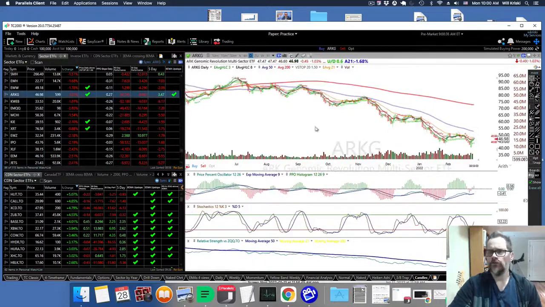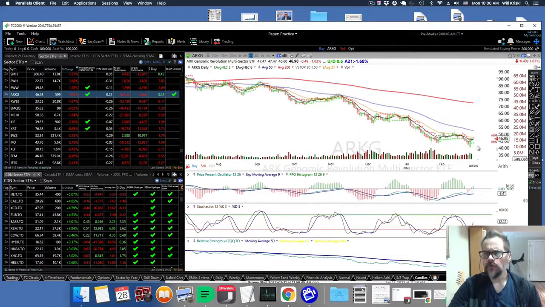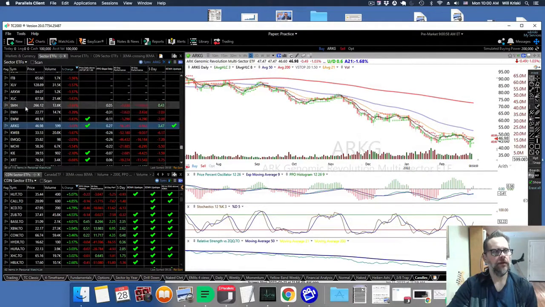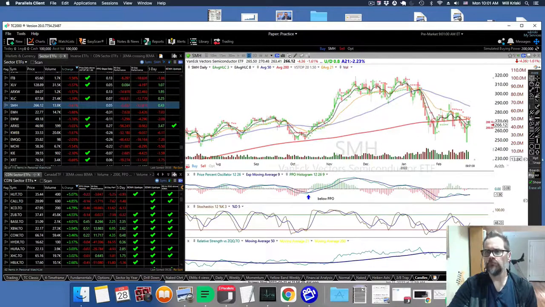The genomics, it's still in a big downtrend here. You can see the momentum starting to come up, but it comes up and goes back down, so it's tricky to figure out when that's going to bottom. As long as it's below the 50, it's not even in an uptrend at all. Semiconductors, same sort of scenario. You'd want to see it break out of this downtrend here.